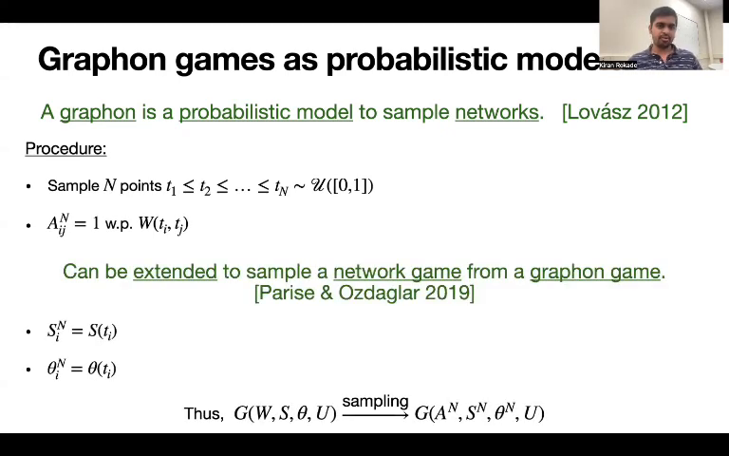Now we can extend this procedure to sampling a network game from a Graphon game. How do we do that? We first sample the strategy sets of all the players from the strategy set correspondence. Then we sample the heterogeneity parameters of all the players from the heterogeneity function. So in this way, if you are given a Graphon game, you can sample n points from the unit interval and get a network game of n players.